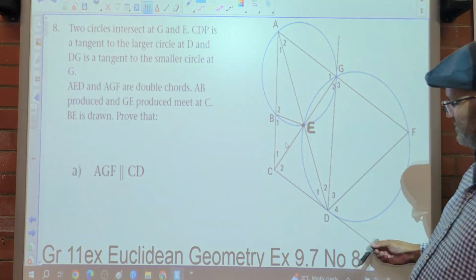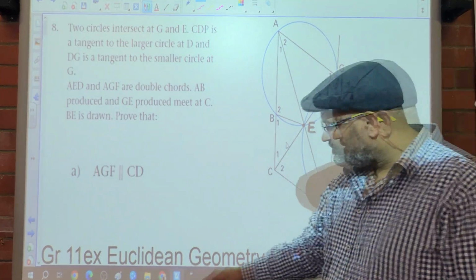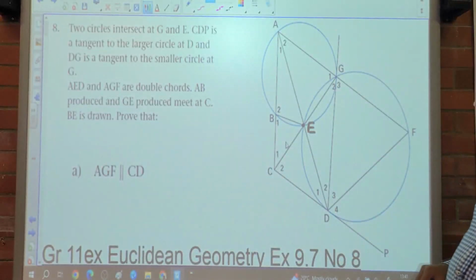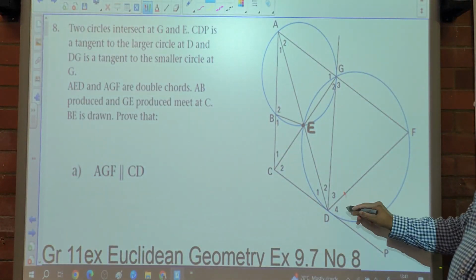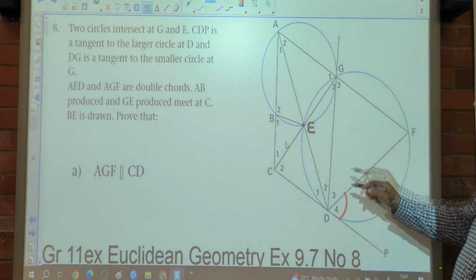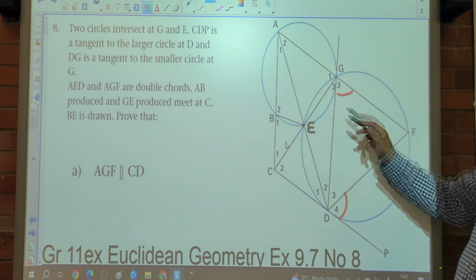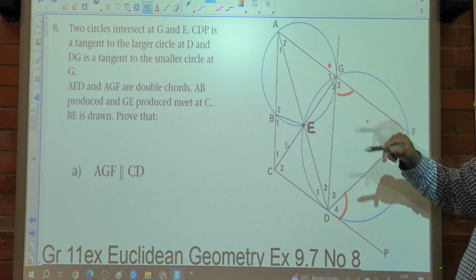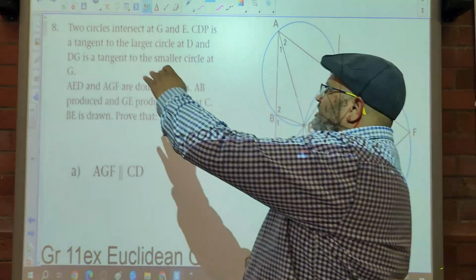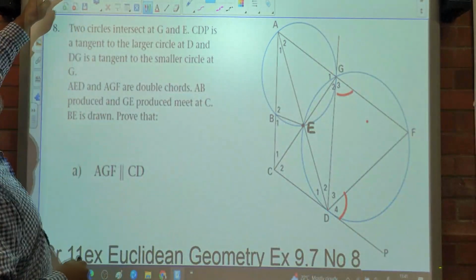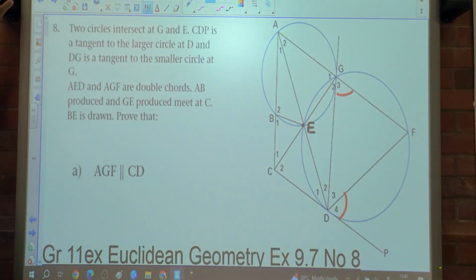P is a tangent. Even if CDP is a tangent, what do we know? We know that D4 is equal to G3. G3 is of course equal to that, if needed. But it's not marked, so majority of the time if it's not marked, it's of no significance to us. Okay.